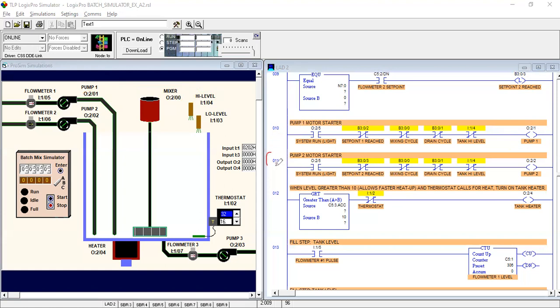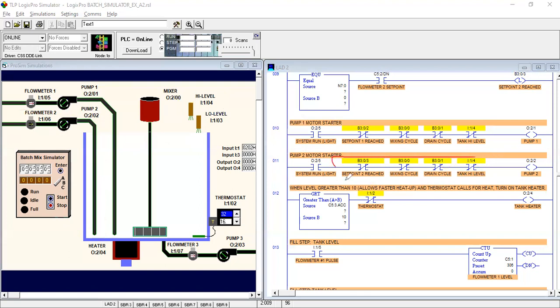In the 11th rung we follow the same process for pump 2. Our previous rung was controlling pump 1, and the 11th rung will control our pump 2. So we connect the system run light, set point 2 reached, mixing cycle, drain cycle and tank high level sensor.